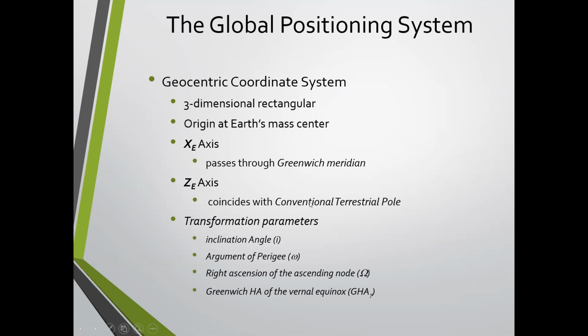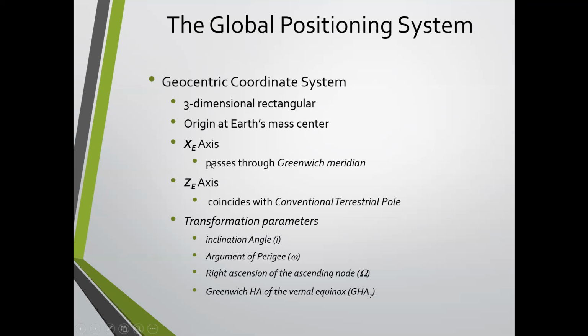That's an interesting thing too, because the pole actually wobbles. So I believe in this system, most of the countries got together and defined a conventional terrestrial pole. In other words, one that doesn't wobble. So this one I think is aligned with that. And then your Y would be 90 degrees to this.